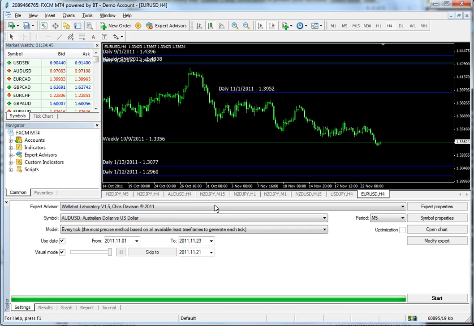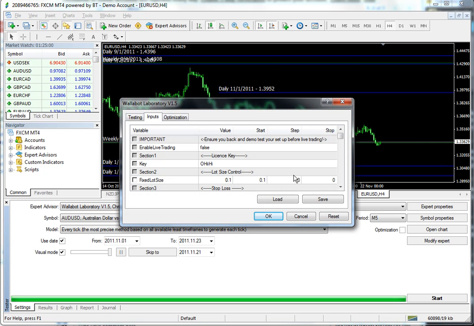For example, if I bring up the Wallabot laboratory and choose the Australian dollar, and choose the 5-minute chart, for example, and choose the date range from the beginning of November to present, the middle of November, I could go over to Expert Properties right here and start to play around with some settings to help me trade the Australian dollar short because I think that it's likely to fall.